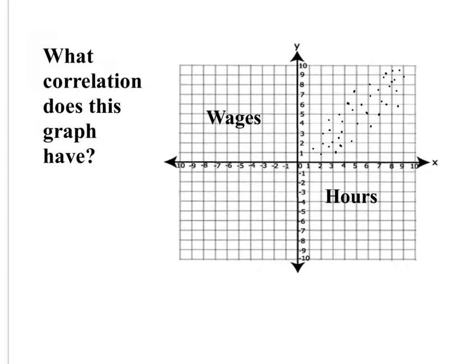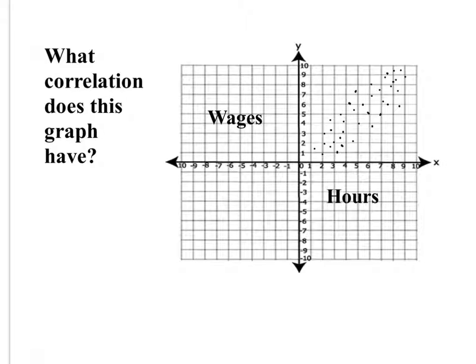All right, you're going to see a problem like this. What correlation does this graph have? Is it positive, negative, or no relationship? This is positive. As x gets bigger, y gets bigger, because the longer you work, the more wages you get, right? The more you get paid. So this would be a positive relationship.